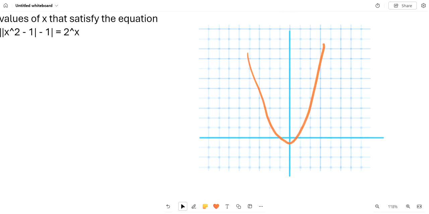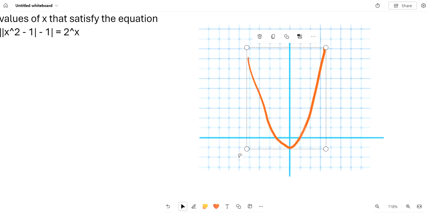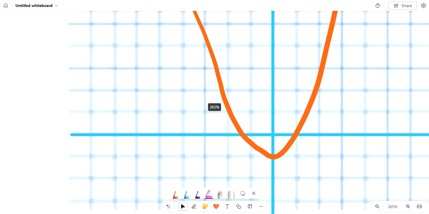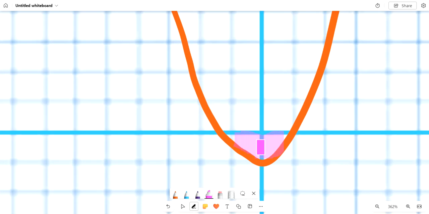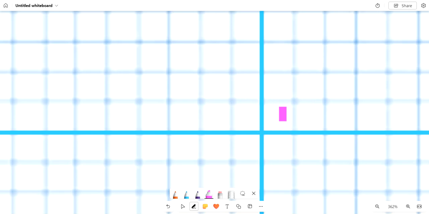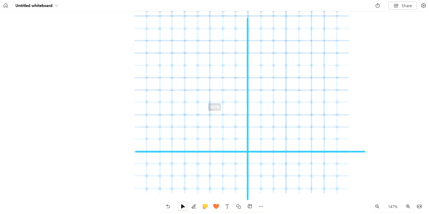So everything by 1. After that, we have to make everything that's negative positive. So everything that's over here comes up here. So it'll look like this. Like that.